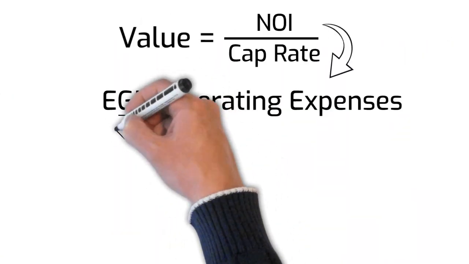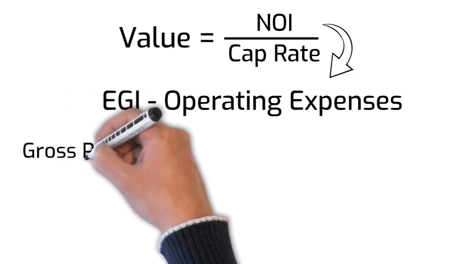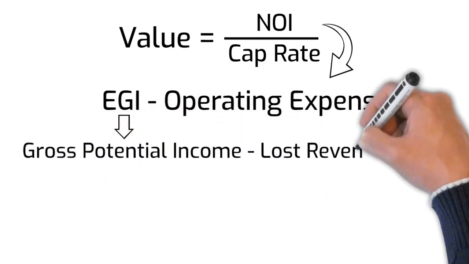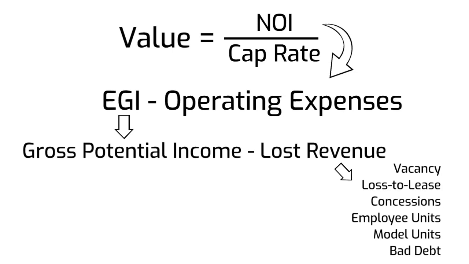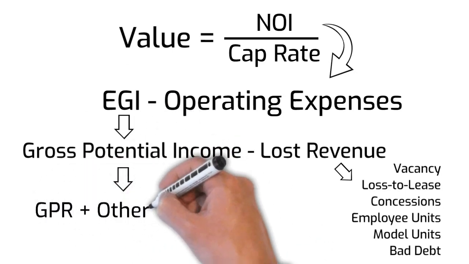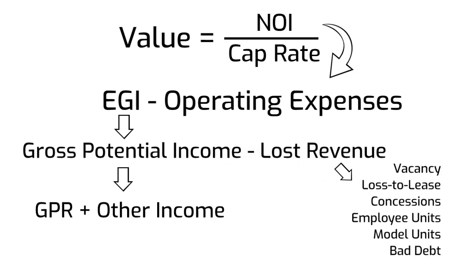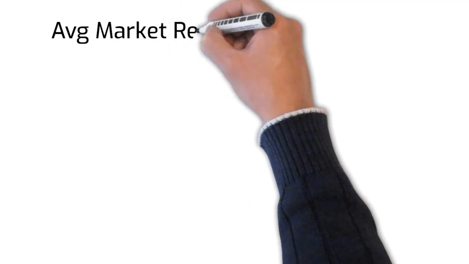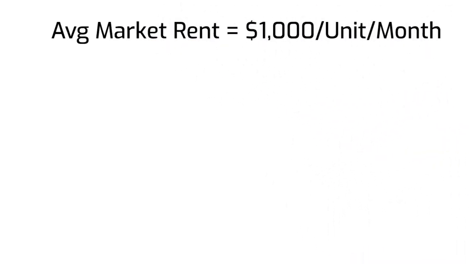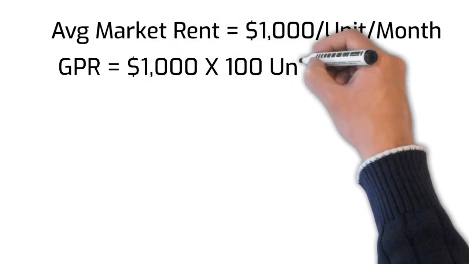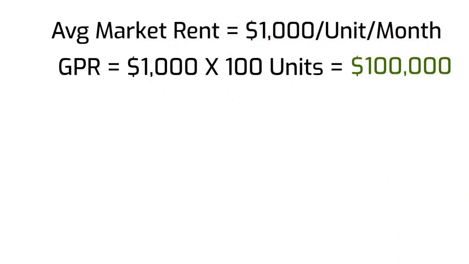We first need to figure out the effective gross income, which remember is the gross potential income minus lost revenue. The gross potential income is the gross potential rent plus all other additional income. Let's start plugging in the numbers. The average market rent for this property is $1,000 per unit per month. So the gross potential rent is 1,000 times 100, or $100,000.